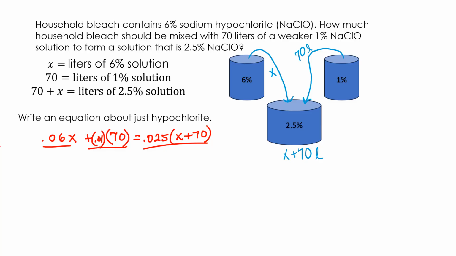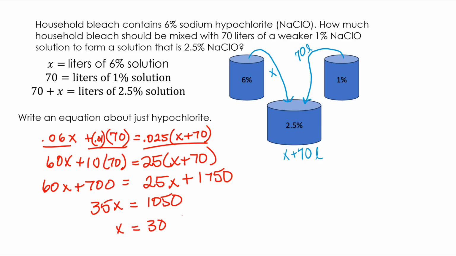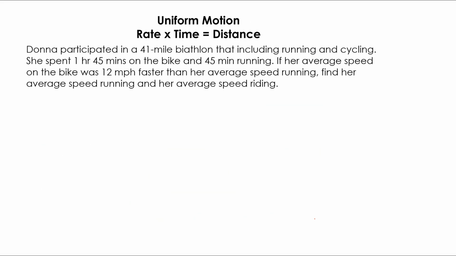So I would probably just multiply this whole thing through by 1,000 so that I can get rid of all these decimals. So that's going to be 60X plus 700 equals 25X plus 1,750. So that is going to be 30 liters of the 6% solution. That is what you would add to the 70 liters of the 1% solution to end up with 100 liters of the 2.5% solution.